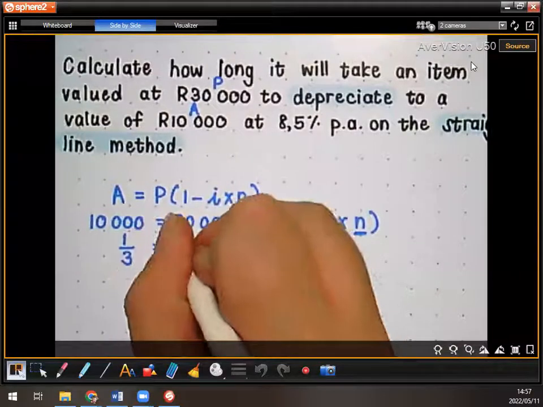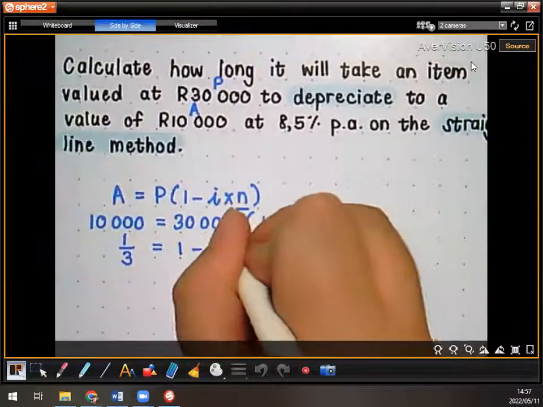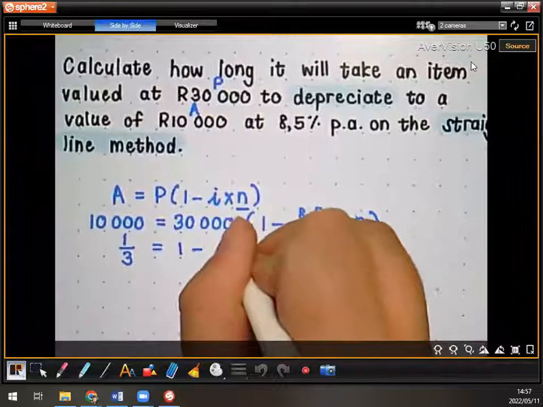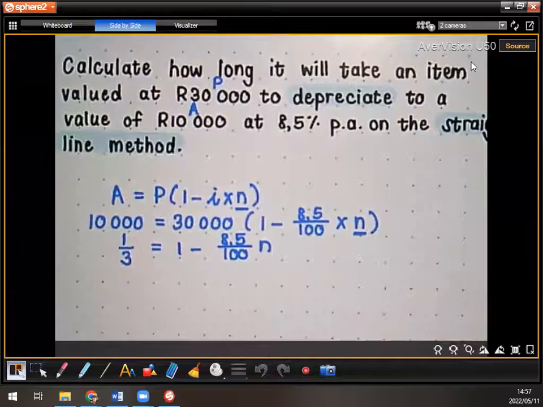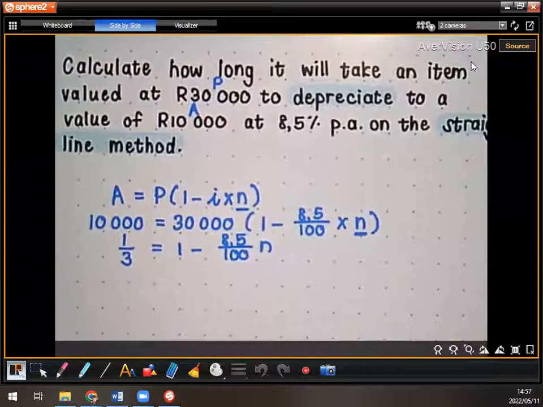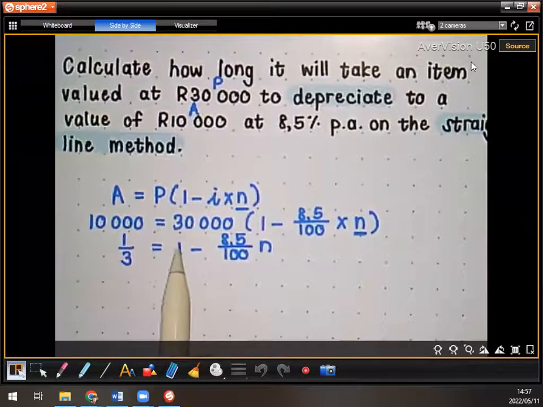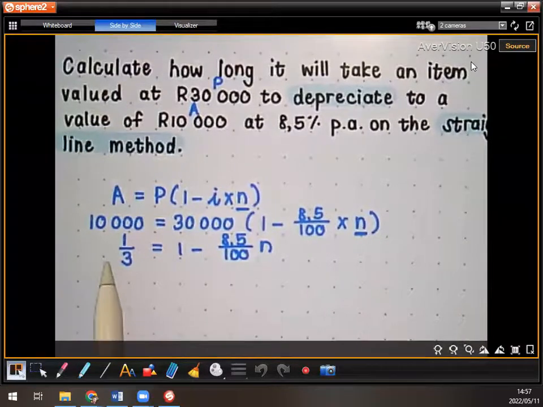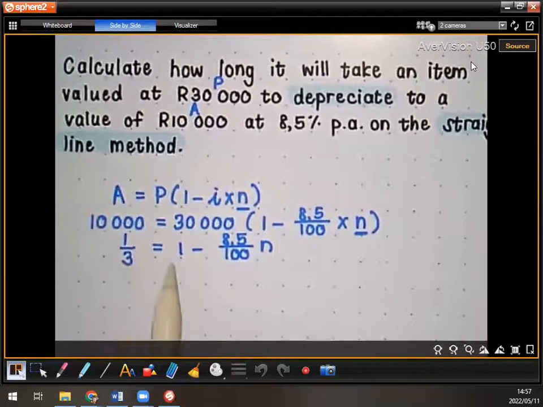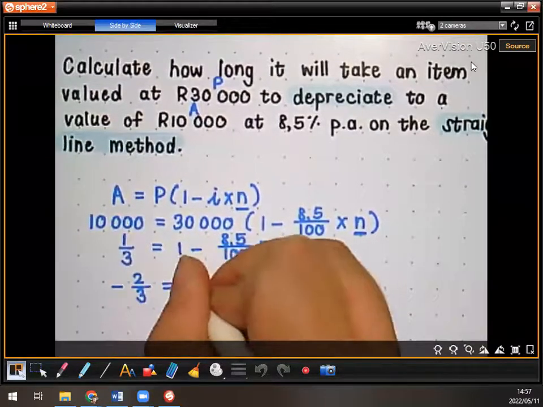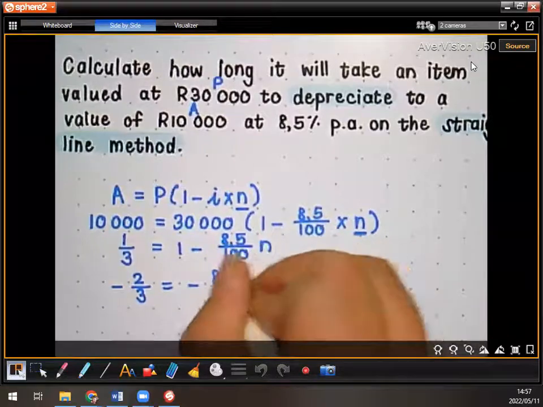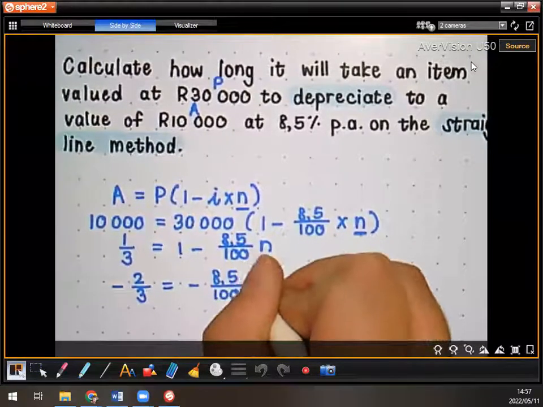So that is equal to 1 minus 8.5 over 100. And guys, I'm actually going to write the n next to that fraction. We can do that. If we have a number multiplied by a variable, it's like 3 times x, 3x. Next up we need to move this 1. It's positive 1 on this side. When I move it, I'm going to subtract 1, so a third minus 1 is actually negative 2/3. That is equal to negative 8.5 over 100 n.